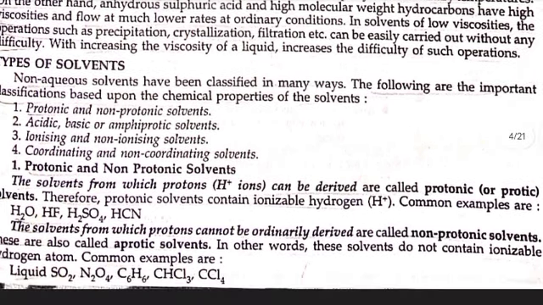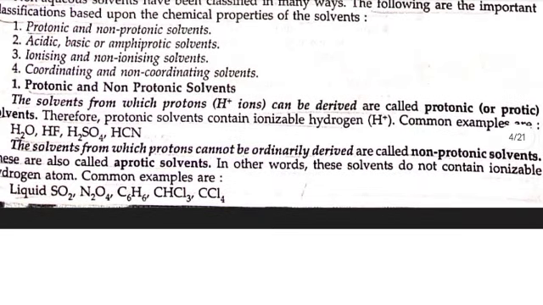Now, types of solvents. Non-aqueous solvents have been classified in many ways. The following are the important classifications based upon the chemical properties of the solvents: protonic and non-protonic solvents; acidic, basic or amphiprotic solvents; ionizing and non-ionizing solvents; coordinating and non-coordinating solvents. Protonic and non-protonic solvents. The solvents from which proton H+ ions can be derived are called protonic solvents. Therefore, protonic solvents contain ionizable hydrogen.